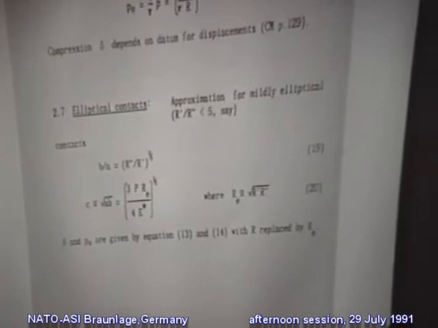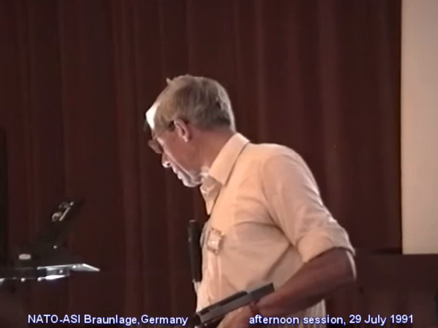It's one of those little quirks of two-dimensional theory, which crops up in electrostatics and electromagnetics as well, that the local deformation, in the case of the line contact, is no longer local.